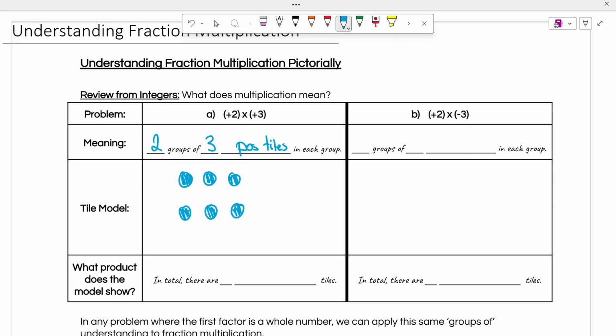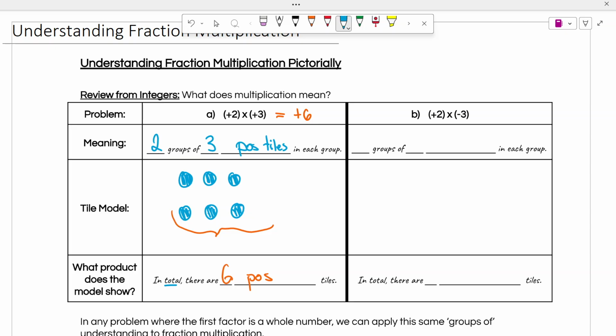Now my product is going to be the total. Overall, how many tiles do I have across all of my groups? In this case, I have 6 positive tiles. And so I can say that my product is positive 6. Nice elementary school example. Take us back to the good old days.